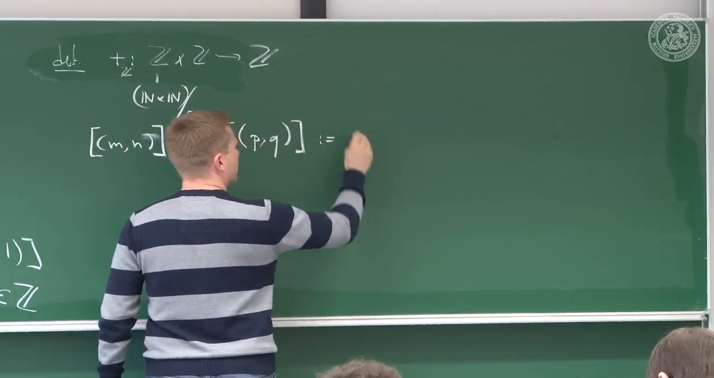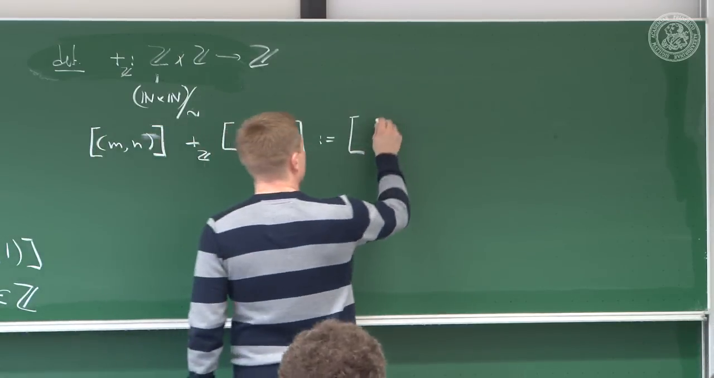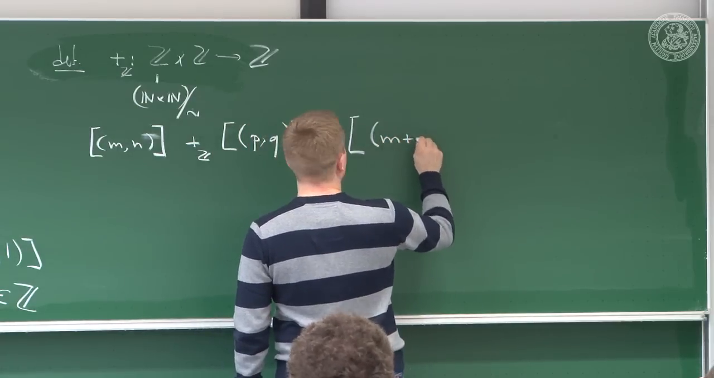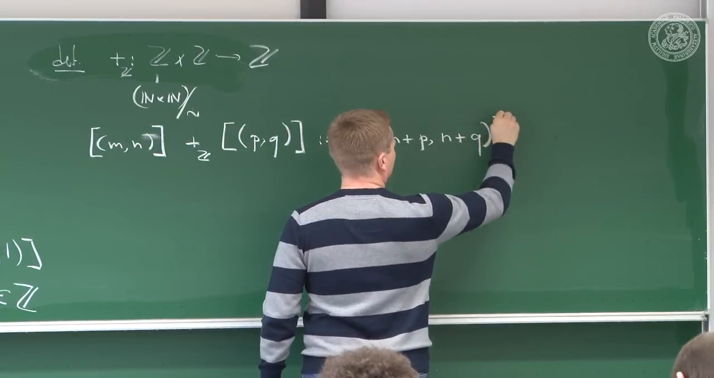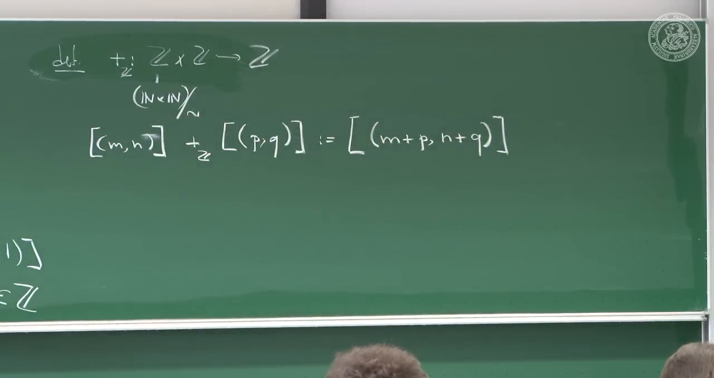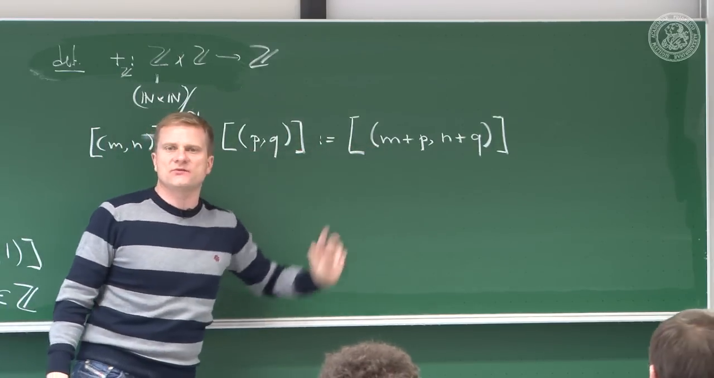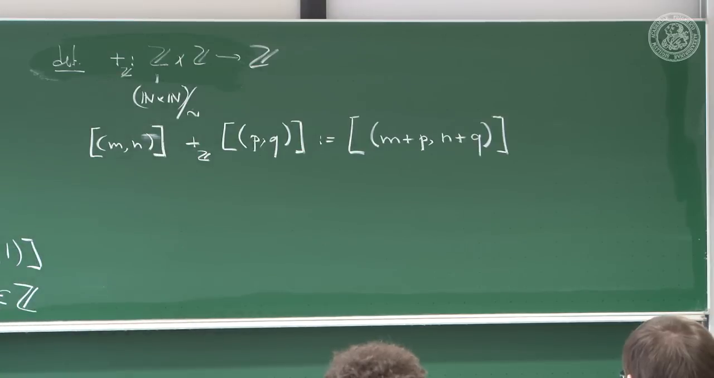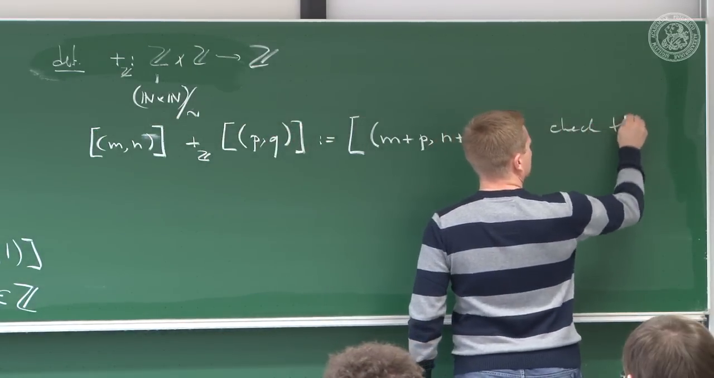And now we need to define this using only the addition on n that we have. And let's be courageous. This is very likely (m plus p, n plus q). This is the addition. And what do we do? We use the representatives to define this operation. So we need to check that this is well defined.